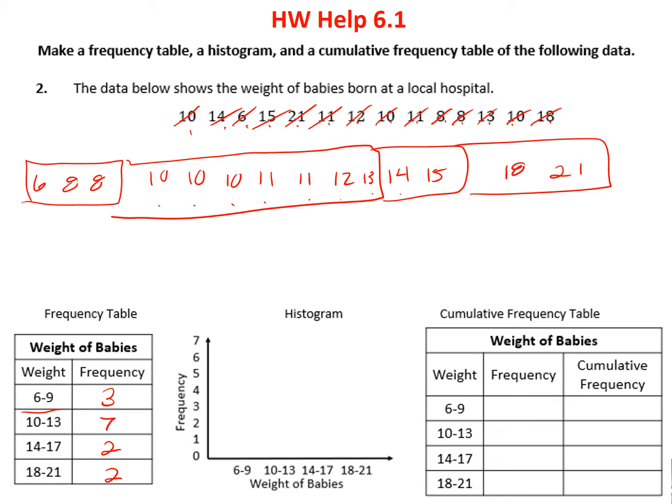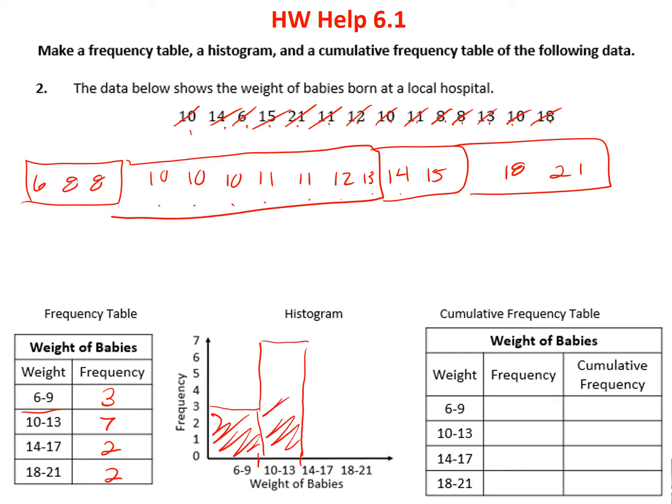So now to make the histogram, in my first category 6 through 9, I have 3. So I come over here to 3 and make my box, and that's my first box. From 10 to 13, we have 7. Okay, so 7 is all the way to the top.